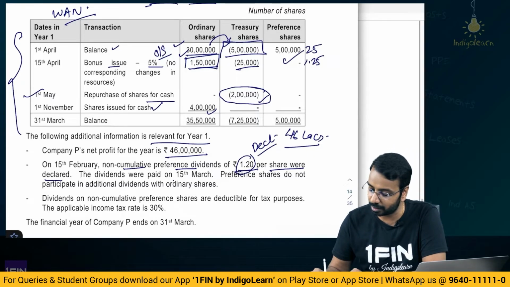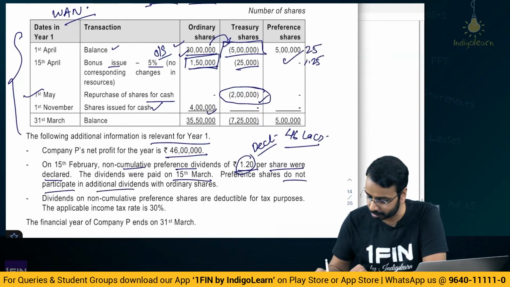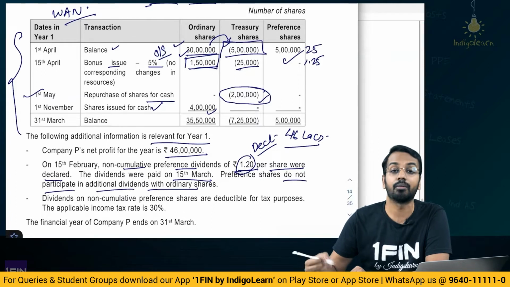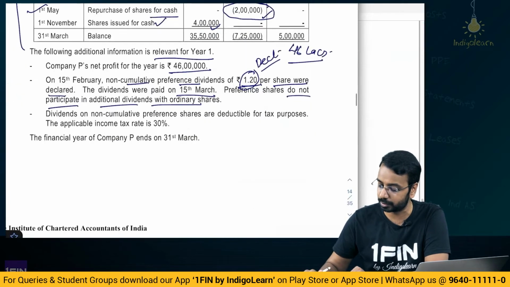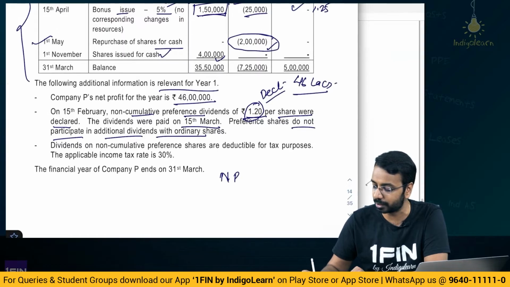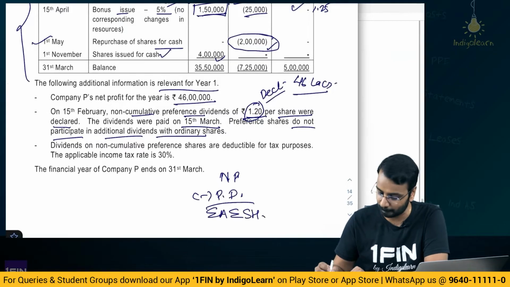Then, the dividends were paid on 15th of March, it's okay. Preference shares do not participate in additional dividends with ordinary shares. So, whatever they are entitled to is only 1.2. So, what do you do normally? You take net profit minus preference dividends, you get earnings available for equity shareholders.